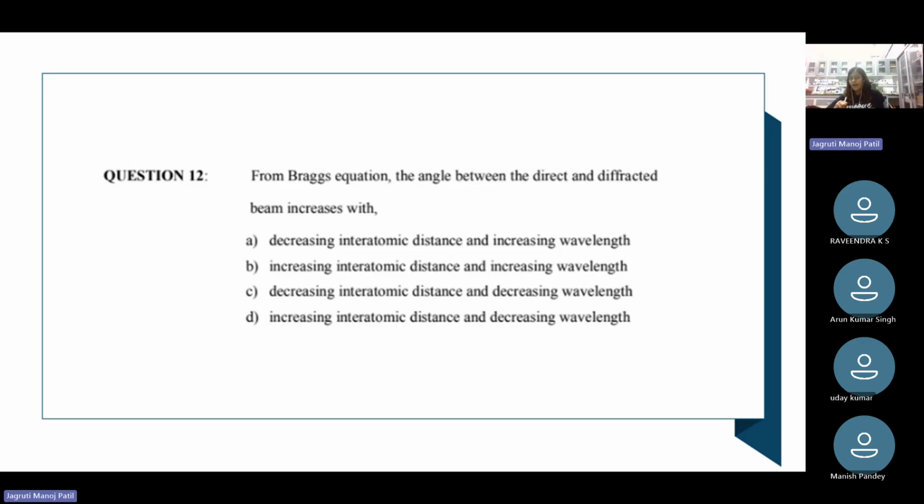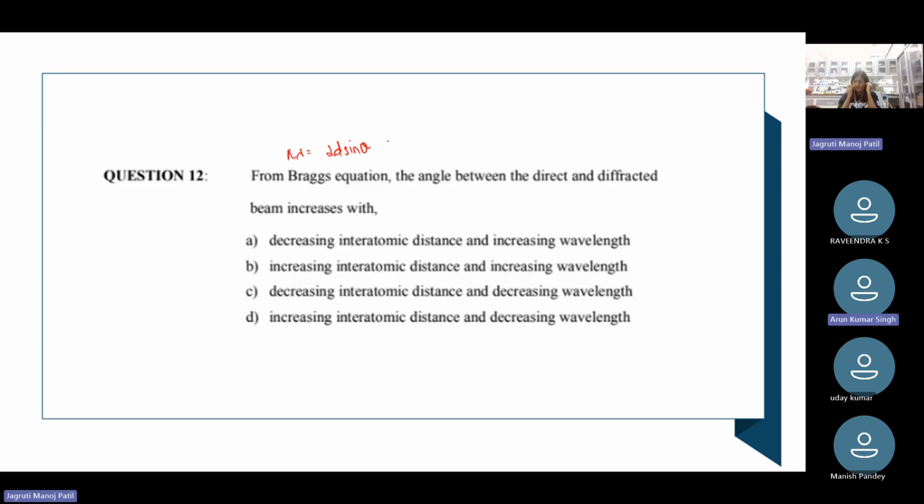Now this one from Bragg's equation. So what is this Bragg's equation? The angle in between the direct and diffracted beam increases with what? So you know Bragg's equation? What is Bragg's equation about? It tells you n lambda is equal to 2d sine theta. Yes, n lambda is equal to 2d sine theta.